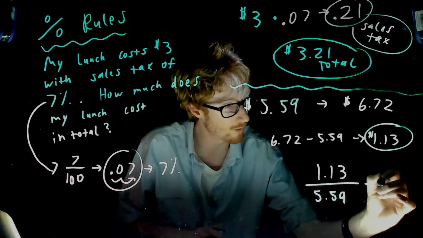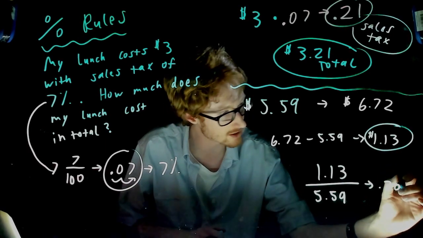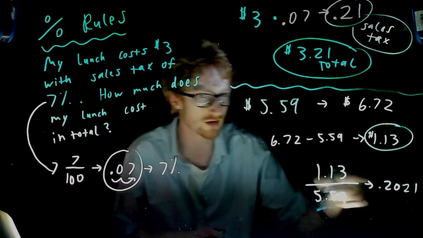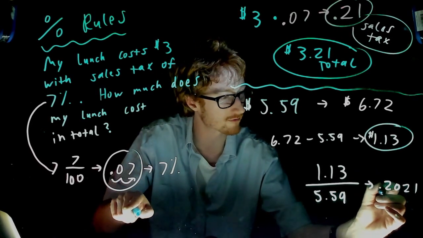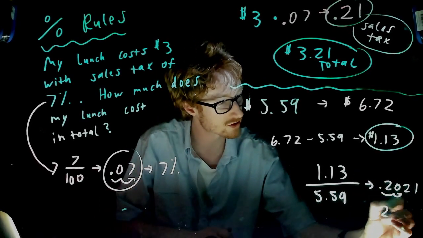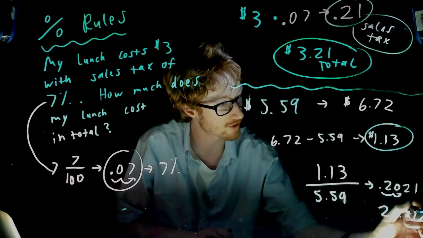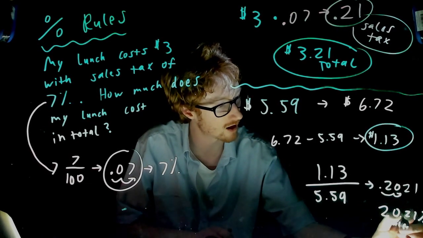So this is a 0.2021. Now, that sounds weird, 0.2021, but if we move the decimal 2 places over, it makes a little bit more sense. So it's a 20.21% sales tax on this.